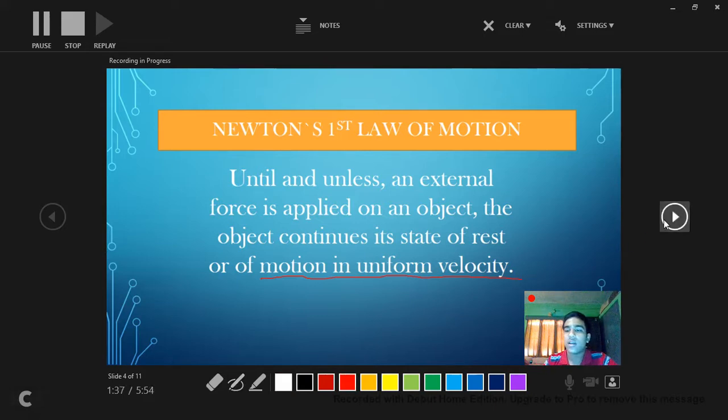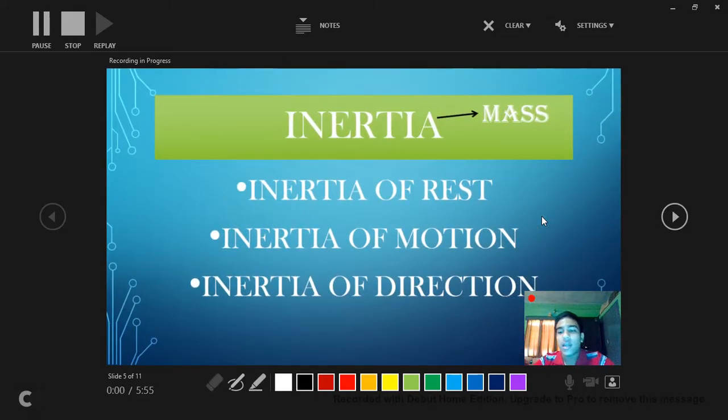Based on this, we'll learn something else: inertia. Now, the concept of inertia. What is inertia?